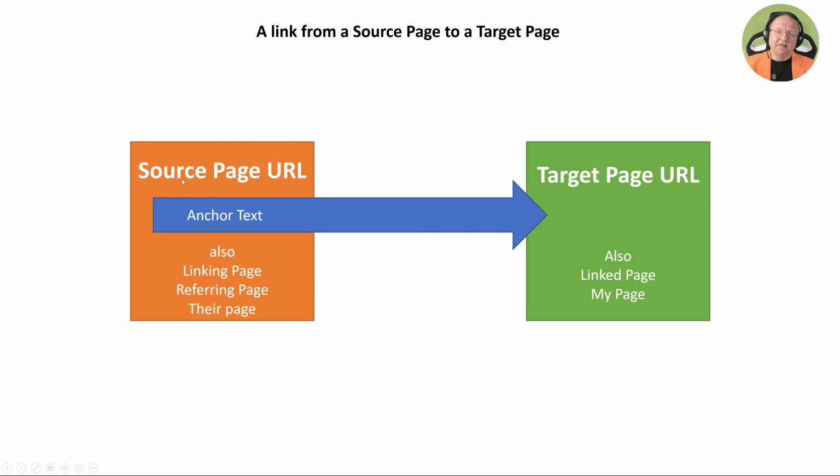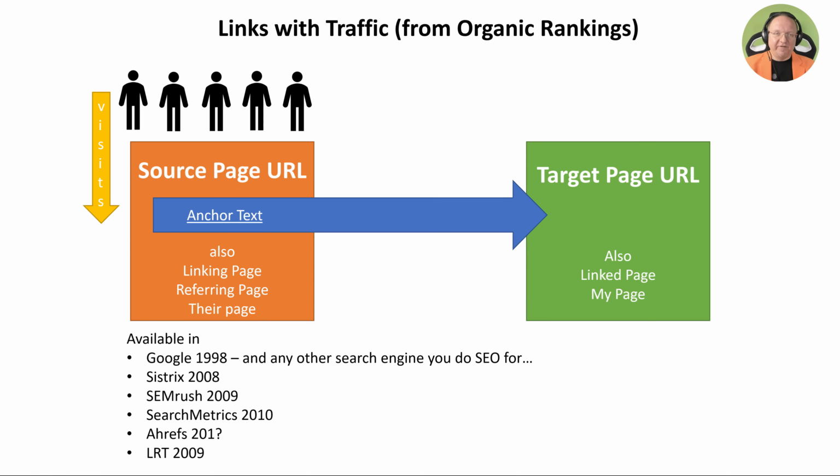So when you look at the link here, the source page has some anchor text linking to a target page. What it means is you have a page that you can click on, but it doesn't say anything about how many people see that page, which would be this. Links with traffic from organic rankings. The number of people that see that page in the SERPs as impressions would be one question. After click-throughs, they click through the page, they see that source page and the content, and hopefully they also see your link. And measuring organic rankings is as old as organic search is.